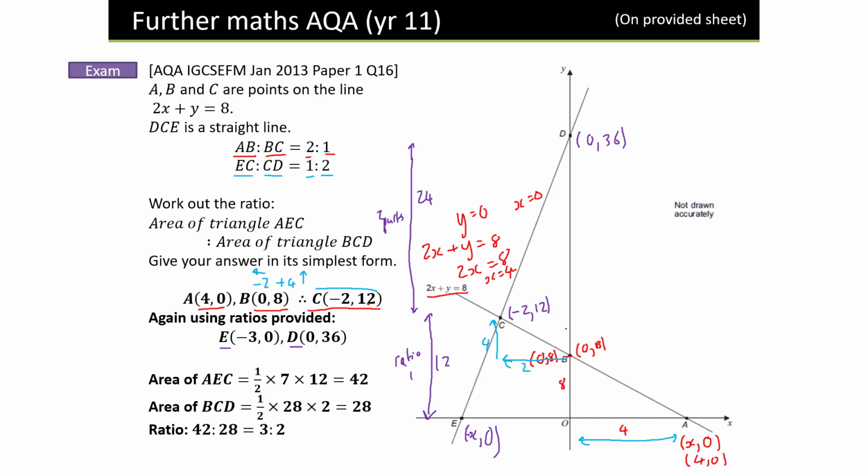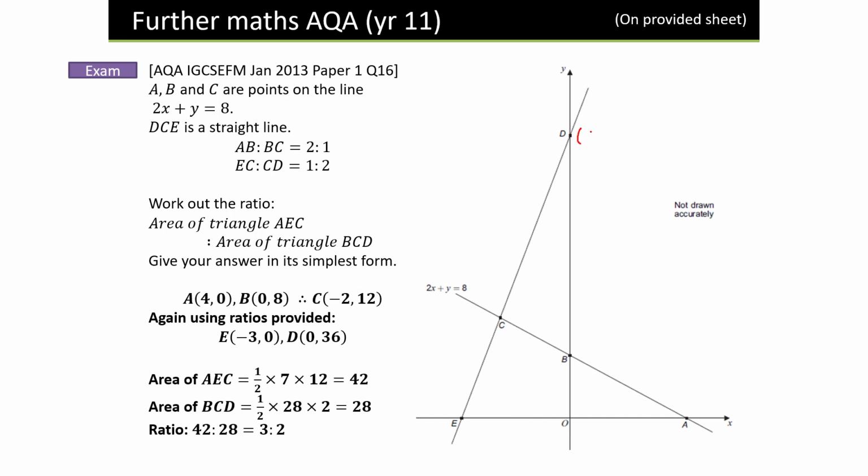Now, if we work backwards here, that's got a distance of 2. So we go backwards, we've got 2, and we're going to one part. So that must be going across 1 to make that minus 3, 0. I hope that makes sense. D is 0, 36 now.